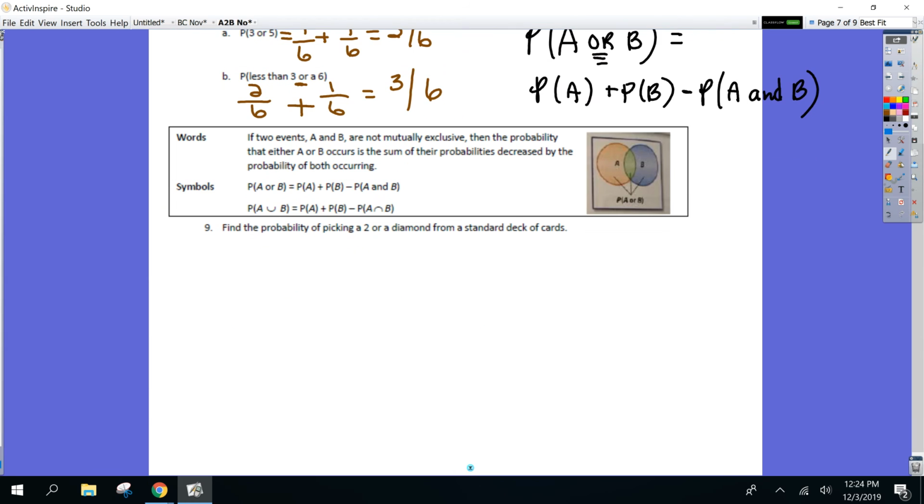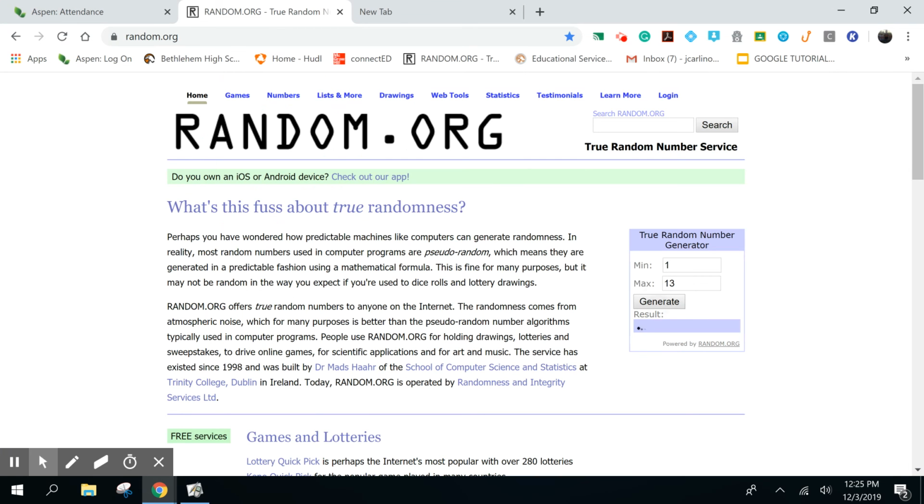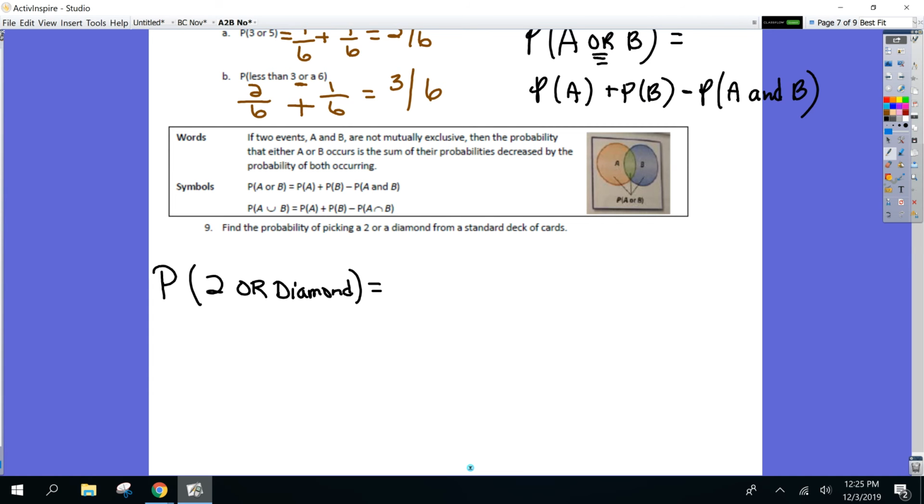All right, look at 9 now. You're going to pick a card. I'll help you out on the cards again. What's the probability you pick a 2 or a diamond? I learned my lesson, I'm not going to draw it. Watch what happens here now. Probability you pick a 2: 4 out of 52. The or tells me I'm going to do what to these? Add them, not multiply.